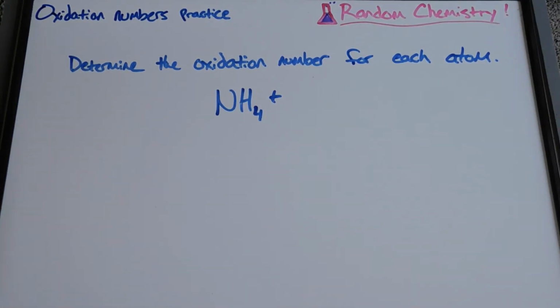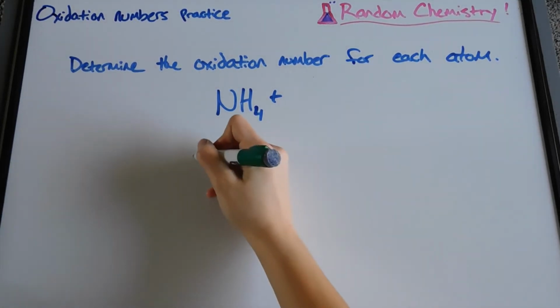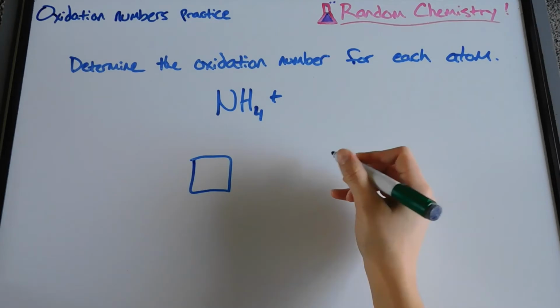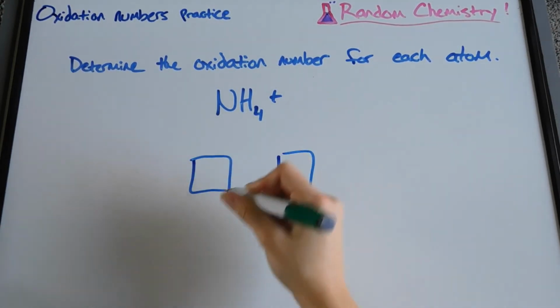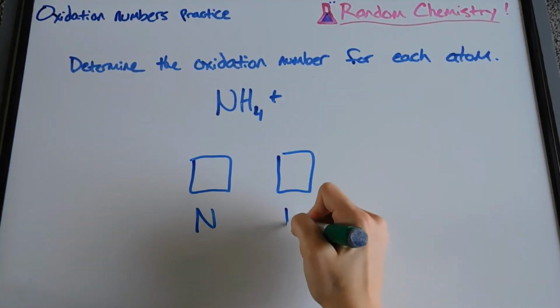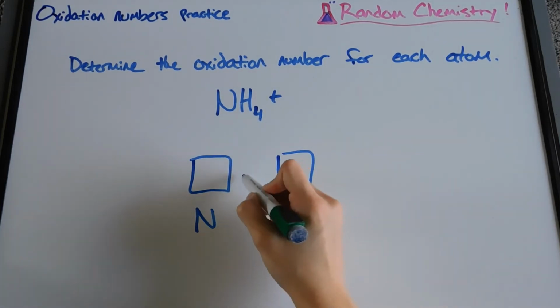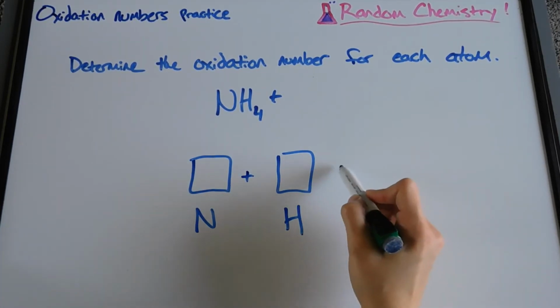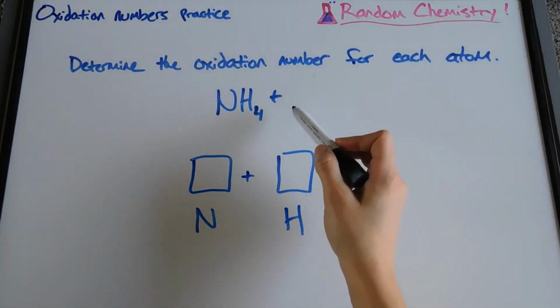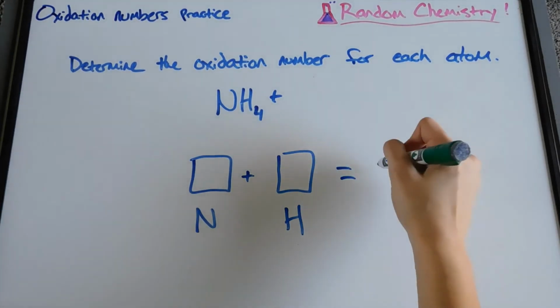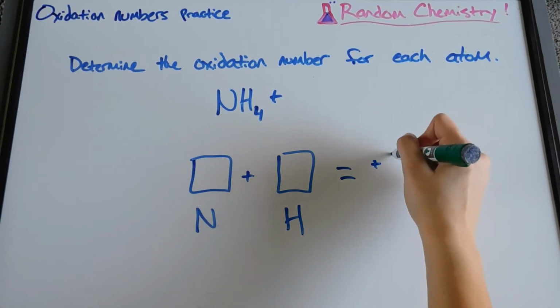Let's take a look at another example. NH4+. So first thing I'm going to do is draw my boxes. So a box for nitrogen and a box for hydrogen. And I know that when I add these up, they're going to equal its charge. And this has a positive charge of 1, so that means this is going to be +1.